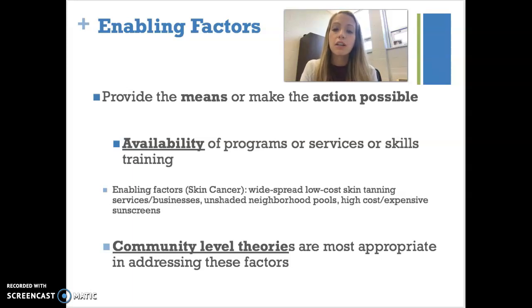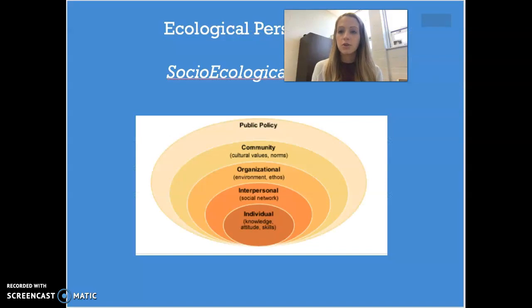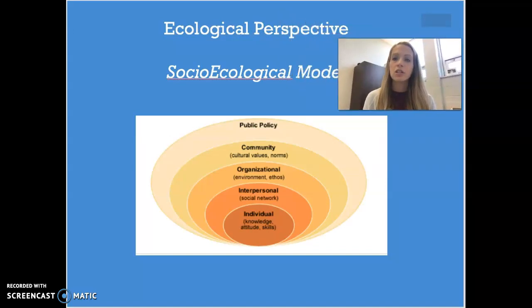So here, community level theories are the most appropriate in addressing these factors and in changing these behaviors. All right, so we're switching gears just a little bit. We just talked about predisposing, enabling, and reinforcing factors. Now we're going to talk about what's called the ecological perspective.